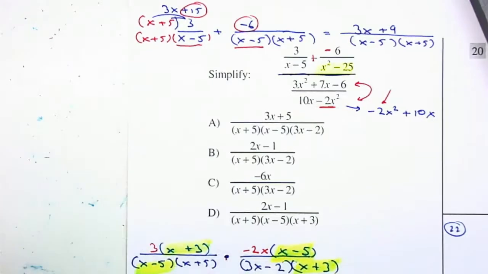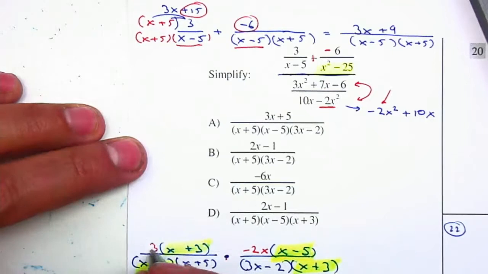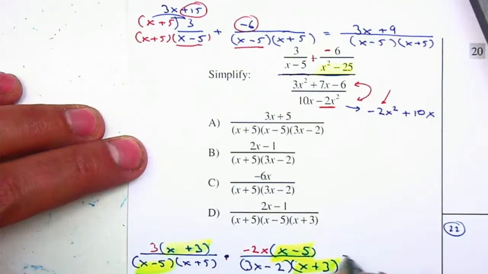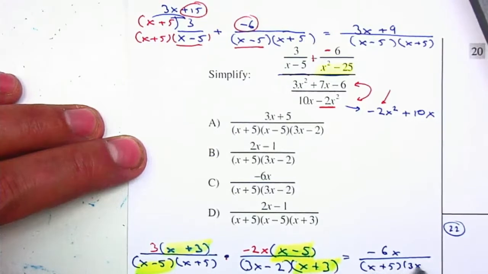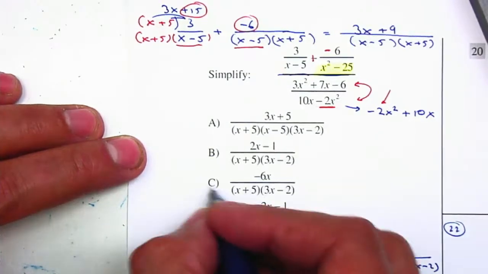And that's it. So therefore, on the numerator, I have a 3 times a negative 2x gives me a negative 6x. Denominator, I have an x plus 5 and a 3x minus 2. So therefore, my answer is letter C.